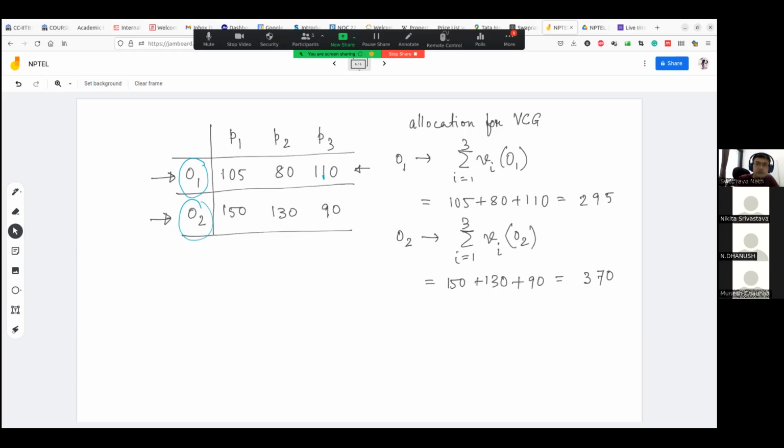So we just have to take out the payments for P1, P2, and P3. That is the second part, the payment part. Let's first solve the allocation part. So which allocation will be chosen?